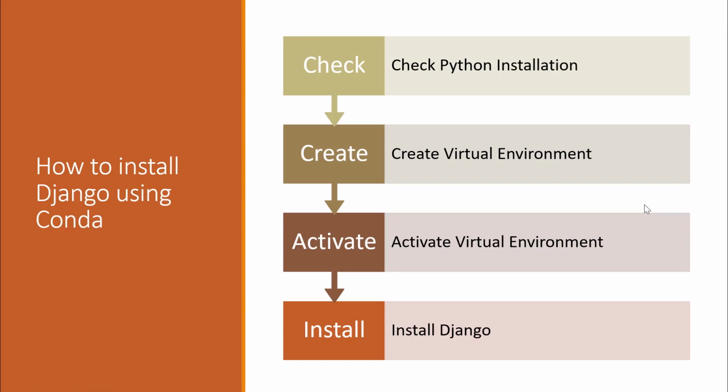First we will discuss how we can check the installation of Python. Then we will discuss how we can utilize Conda to create a virtual environment. And then we will activate that virtual environment using Conda. And within that environment, we will use a conda command to install Django. So let's discuss all these steps practically.